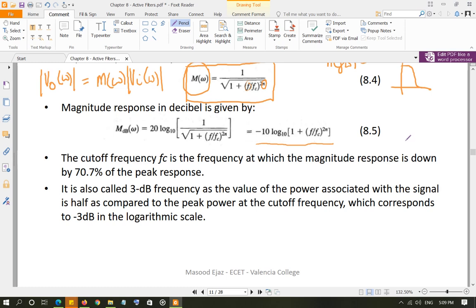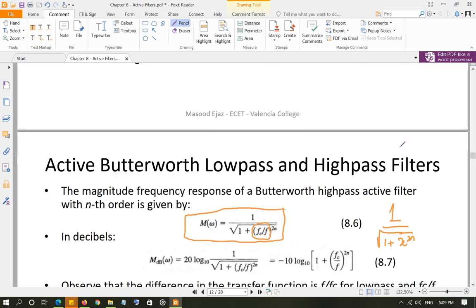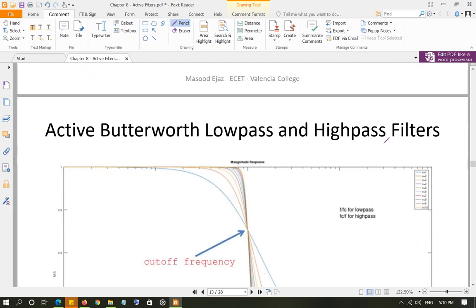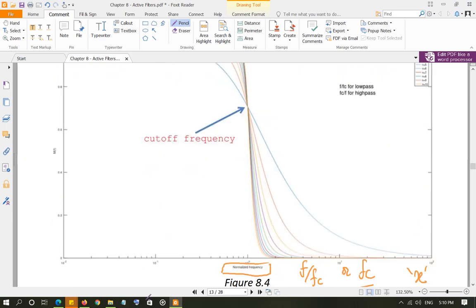And the same thing over here for the low pass filter, x to the power 2n. So whether you are looking at the low pass filter or high pass filter, F over FC or FC over F is the normalized frequency, and I'm just calling it X. So I went ahead and I chose different values of n, that is the order of the filter, and I ran the value of x using a logarithmic scale.